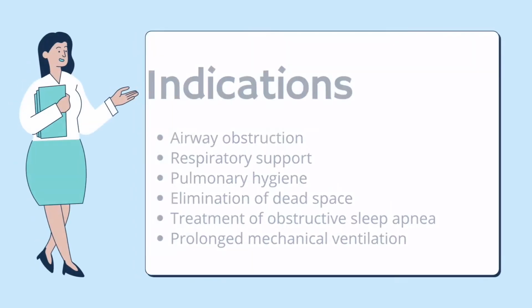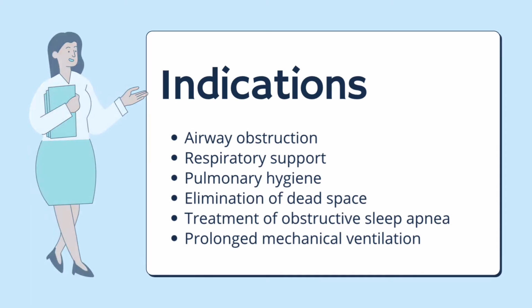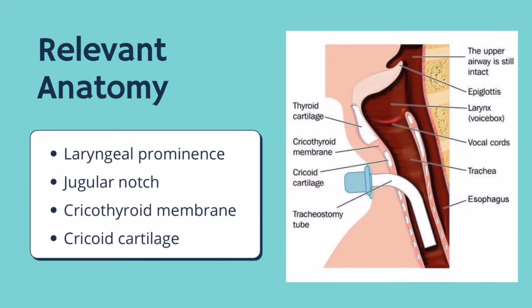These are the indications for tracheostomy: airway obstruction, respiratory support, pulmonary hygiene, elimination of dead space, treatment of obstructive sleep apnea, and prolonged mechanical ventilation. It is also important to take note of the relevant anatomy for tracheostomy. These are the laryngeal prominence, jugular notch, cricothyroid membrane, and the cricoid cartilage.